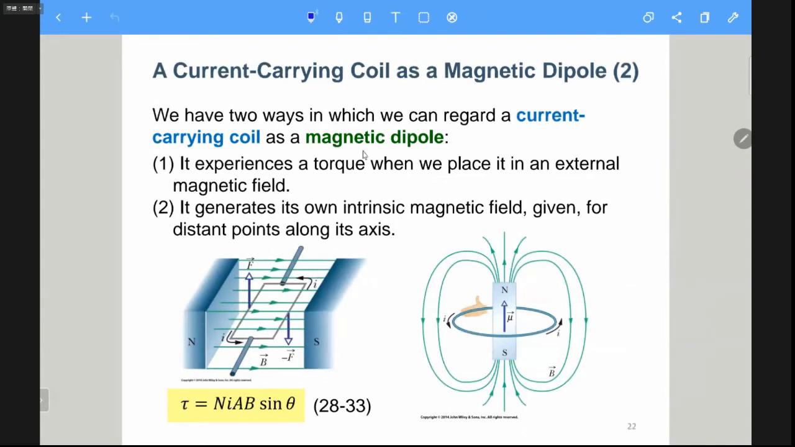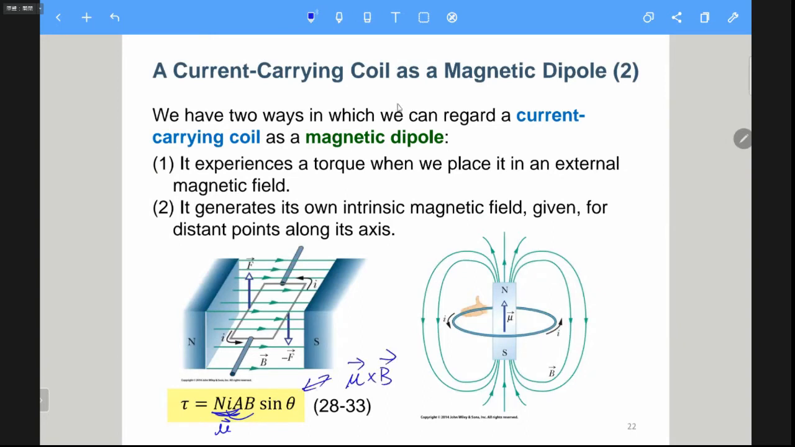So here it talks about the current carrying coil as a magnetic dipole. So we have 2 ways in which we can regard a current carrying coil as a magnetic dipole. It experiences a torque when we place it in an external magnetic field. So I think previously we have already talked about it in chapter 28. Yeah, in chapter 28 we already talked about this part. So the torque will be N times NIA, which is nothing but mu. So we have mu cross B, something like that.